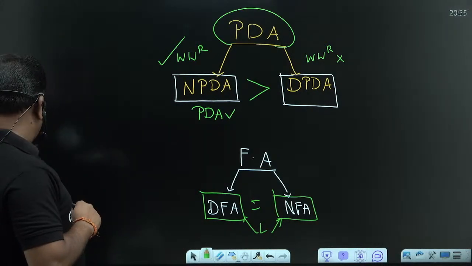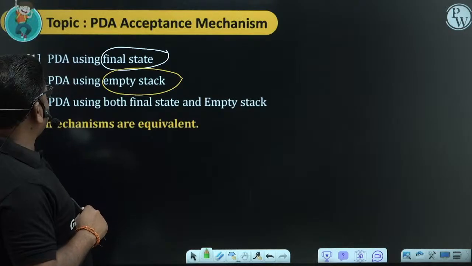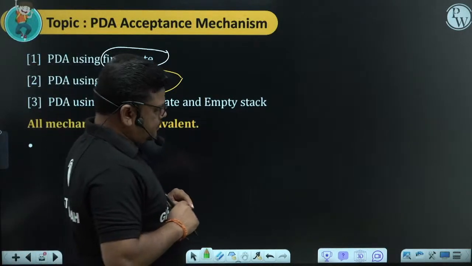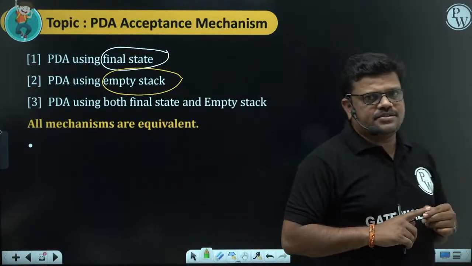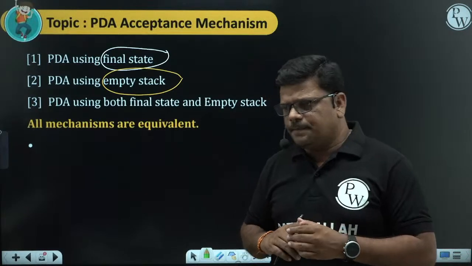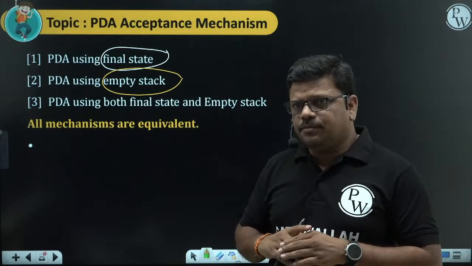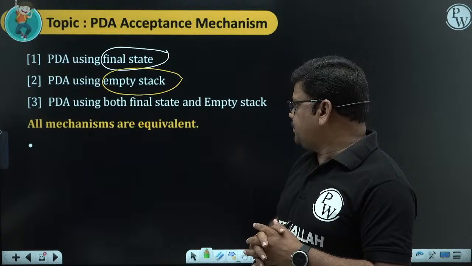Now the question is, we have acceptance methods, the final state method and the empty stack method. Are the acceptance methods the same for both of these?